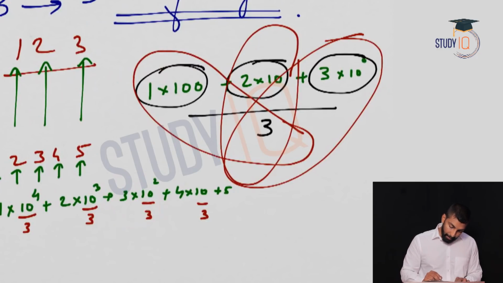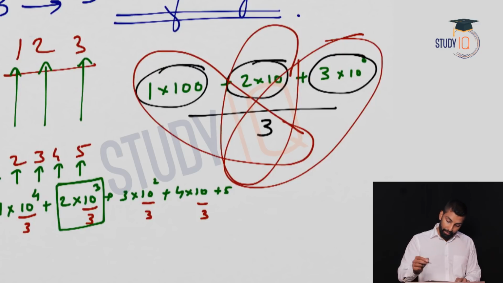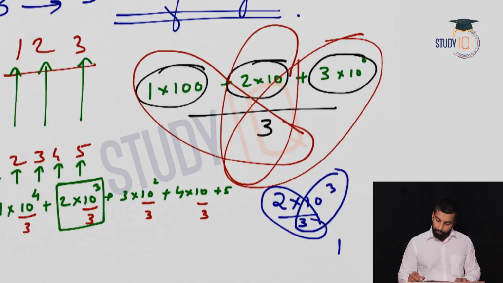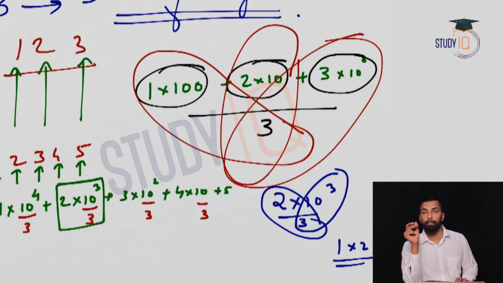Or you take this part alone, 2 into 10 cube by 3. So I am taking 2 into 10 cube divided by 3. Can you tell me the remainder in that case? I know 10 cube by 3, I will get remainder 1. Then 2 by 3, what is the remainder? 2. So the actual remainder will be the product of individual remainders, 1 into 2, so that is 2.